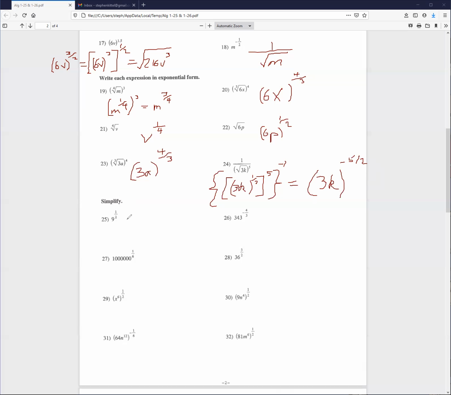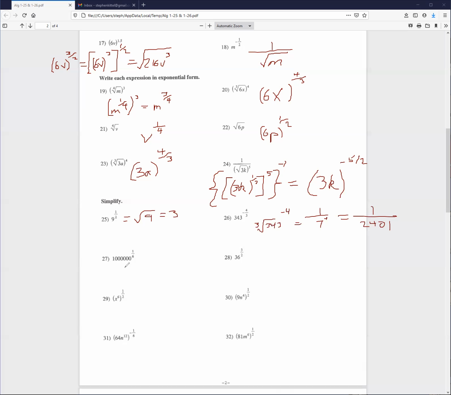All right, 9 to the 1/2. That's the square root of 9. Square root of 9 is better known as 3. 343 to the negative 4/3. All right, so we've got cube root of 343 to the negative 4th. And the cube root of 343, I'm pretty sure, is 7. So we've got 1 over 7 to the 4th, which again comes back to, I didn't bother figuring out what 7 to the 4th is. I think it's like 2401, I think it is. Because it's 2100 plus 280 plus 21.